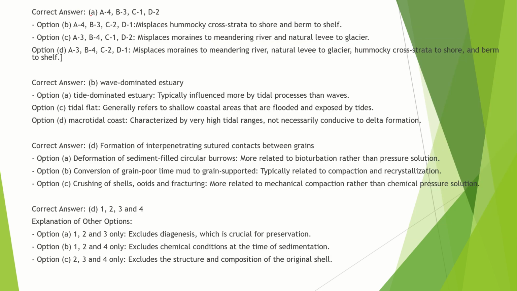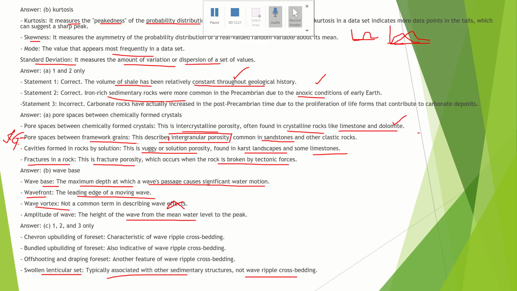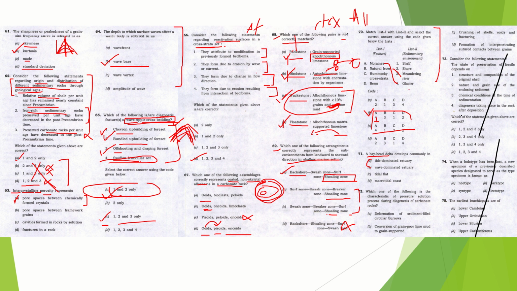Yeah, so B option is, let me just check, I have ticked the right option. So this is right only. Moraines are related to glaciers and natural levee is related to meandering river. And so our option B is correct. C is hummocky cross stratification related to shelf and berm is related to shore. So these are the questions that are based on these features and the environment. The question is on environment.